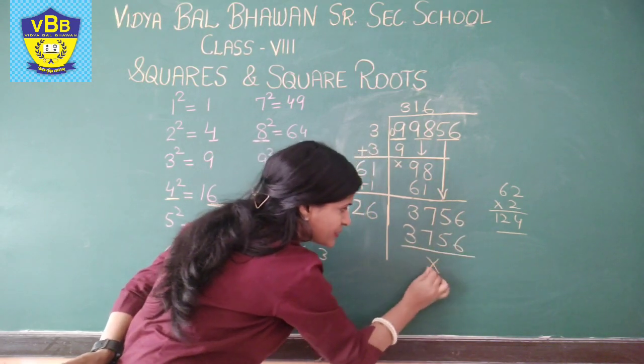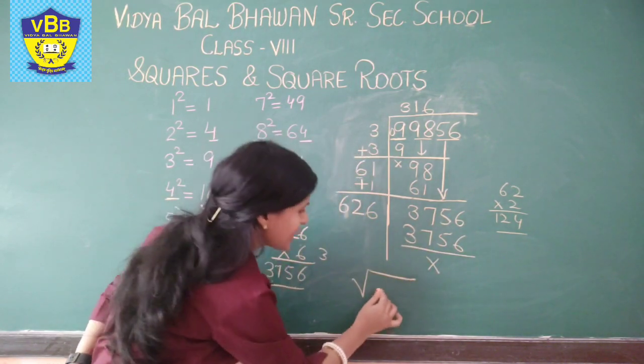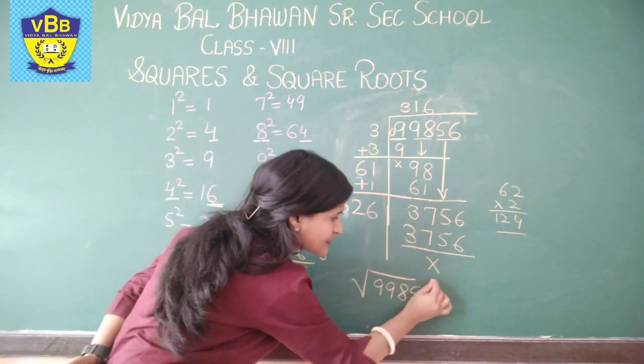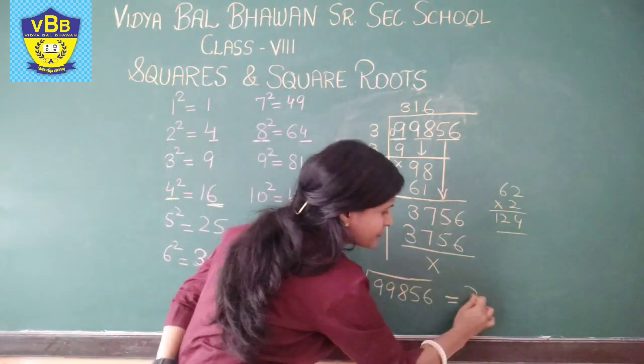So the square root of 99856 is equal to 316.